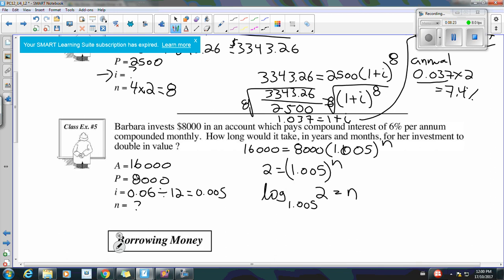You can punch this in and you will get 139. Now we need to remember what units we are working in. This would be in months, so we need to find how many years that would be. Divide by 12 and it would be 11 years and 7 months.